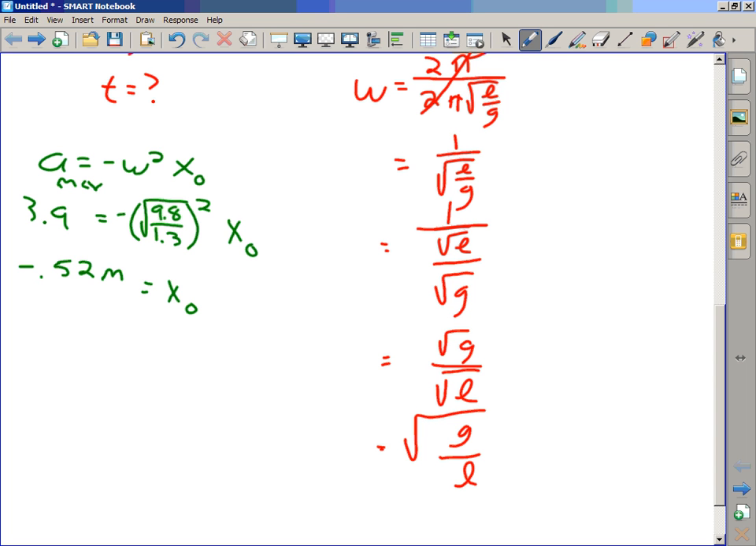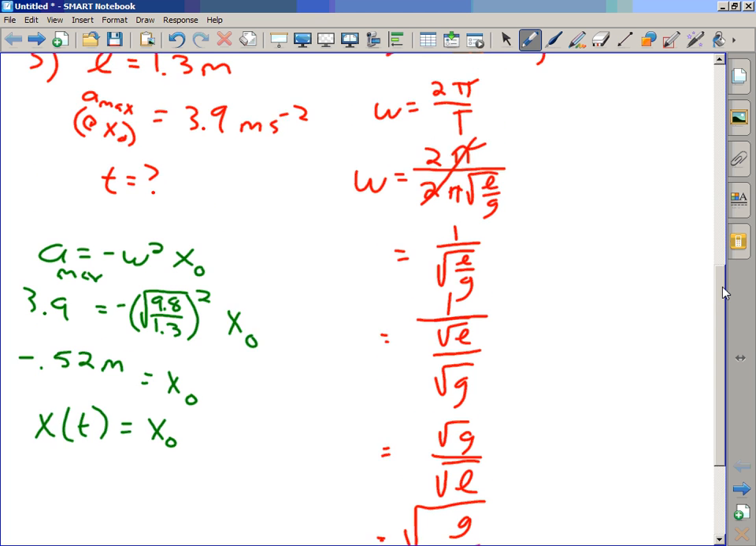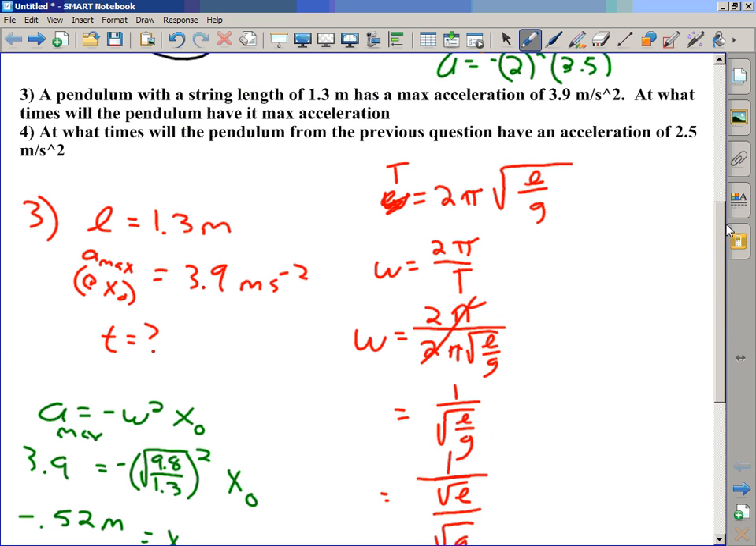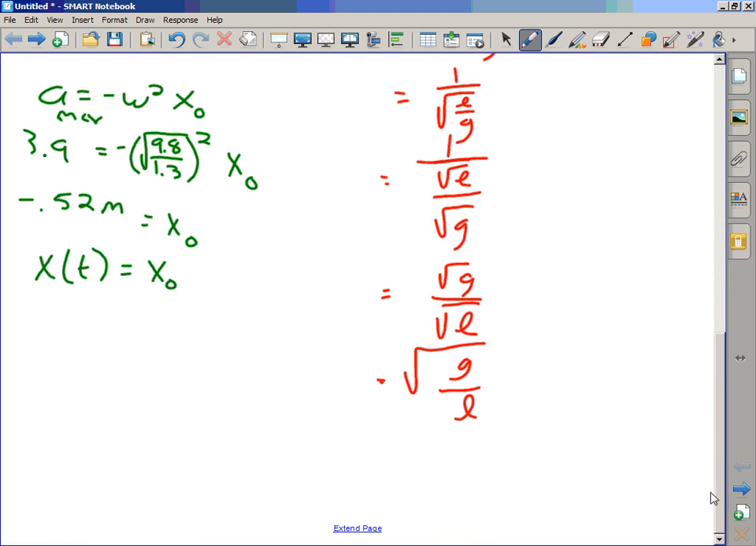Now, I have x naught. That doesn't give me times. How can I get from a position to a time? We're going back and forth, right? What equation with simple harmonic motion do you have that has x in it and t in it? x of t equals x naught, and we have to decide whether we want to use sine or cosine here. What time does the pendulum have its maximum acceleration? I personally like cosine if there's nothing specified. That's just math. It's not going to matter here.